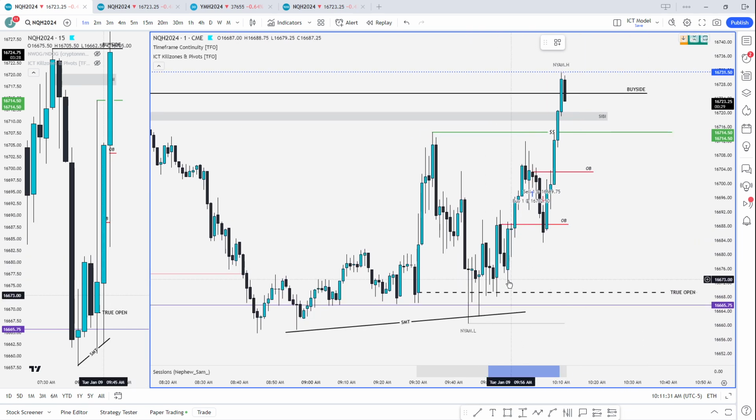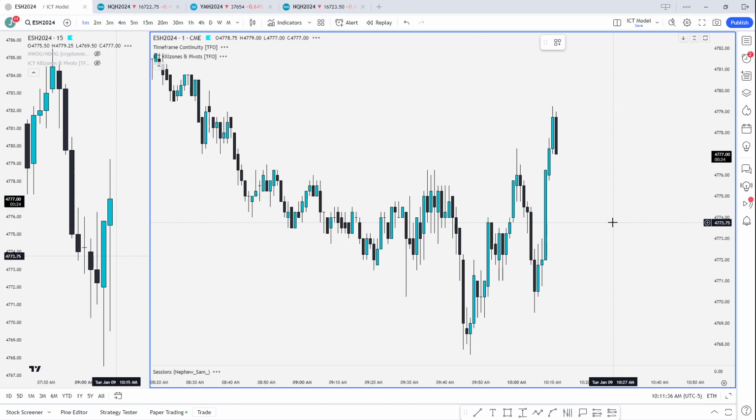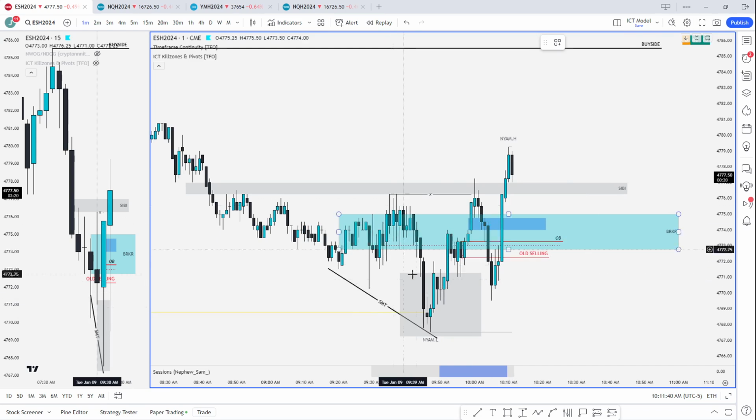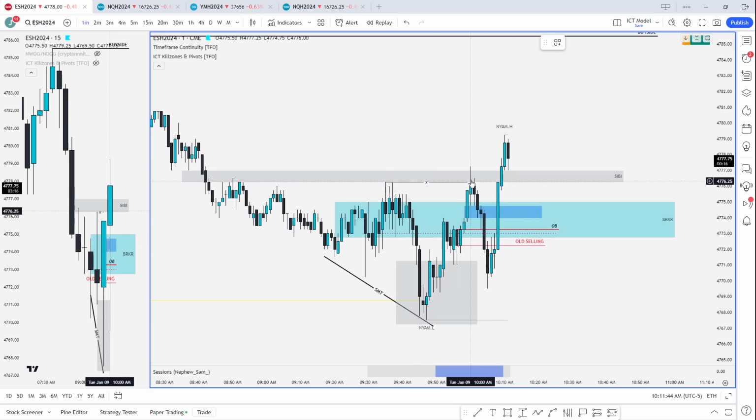We failed to displace lower. We had the SMT, bullish SMT down here. We closed above the breaker. I'm going to look at ES now. Like, what the heck is this? This is so poor price action. I told you I wanted to see that respect off this, but we dipped so far into discount here. This should not happen.